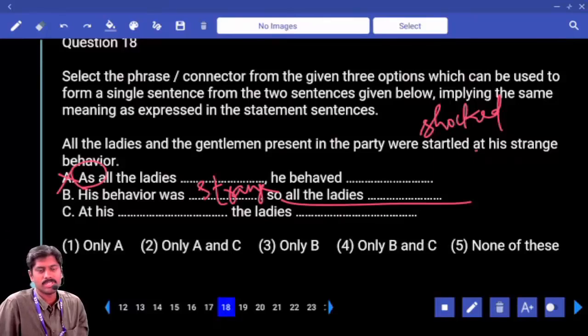The ladies and gentlemen present in the party were startled. Okay, consider B and C.